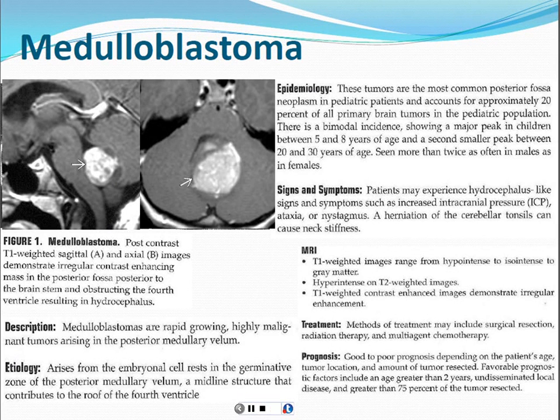So they do surgical treatment, they resect these, and they do radiation therapy and chemotherapy. And depending on how big it is and how much they can get out and everything, the kids actually do fairly well as long as they can get most of it out.